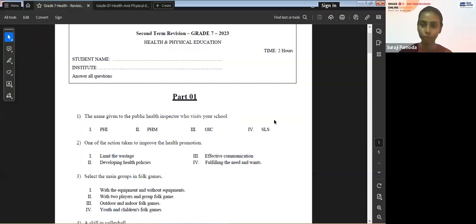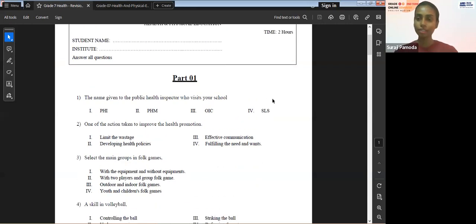we will go to the question paper, right? Okay, so you can see the question paper, right? Can somebody confirm whether you can see it?